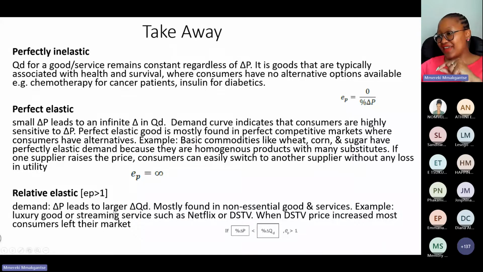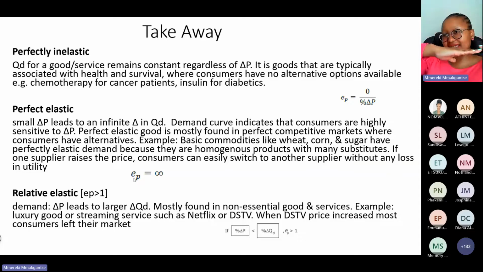Perfectly inelastic, perfectly elastic. Inelastic, it doesn't stretch that much. So this is perfectly inelastic. An example of perfectly inelastic is what I made of chemotherapy, or any health need, or insulin for diabetes. It doesn't matter if the price were to increase, the quantity demanded won't change that much.